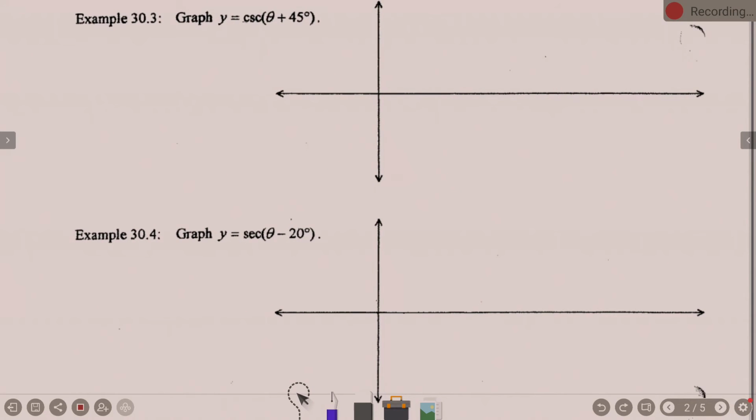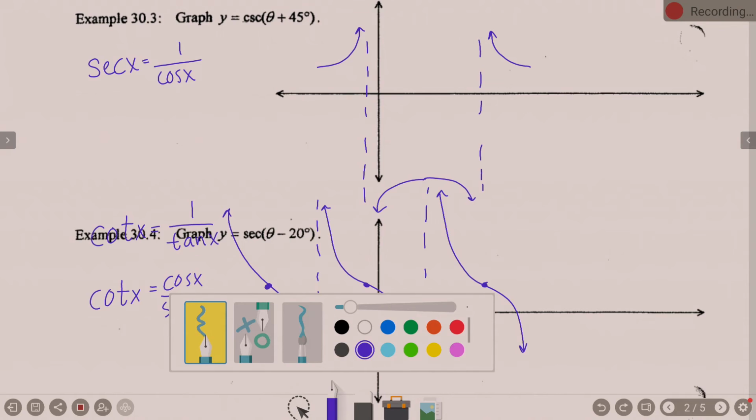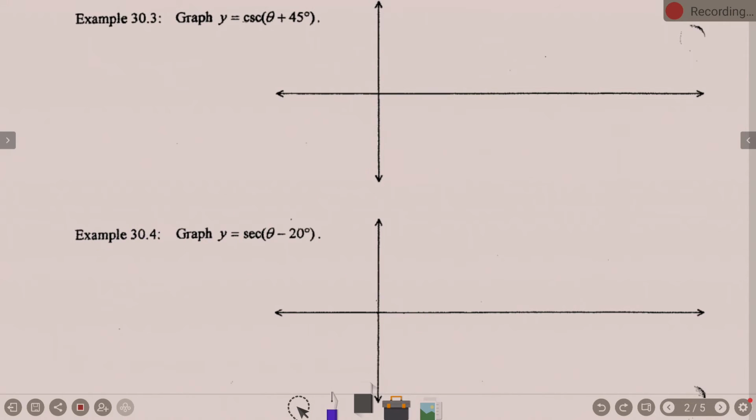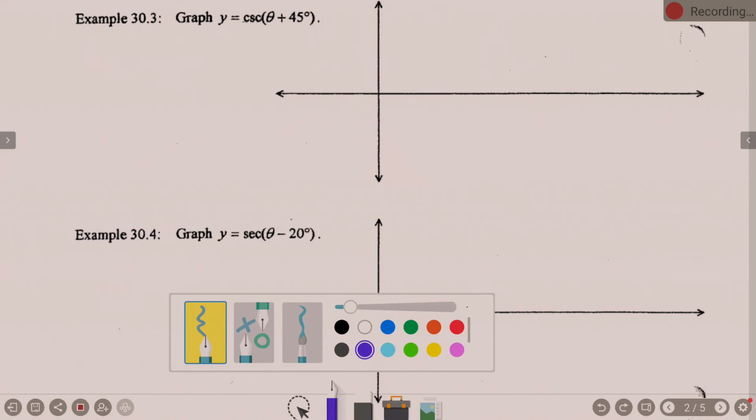Speaking of whiteboard, I forgot to turn the whiteboard back on, which means I have to erase all of this stuff. Okay, try again. Okay, so there we go, that's better.